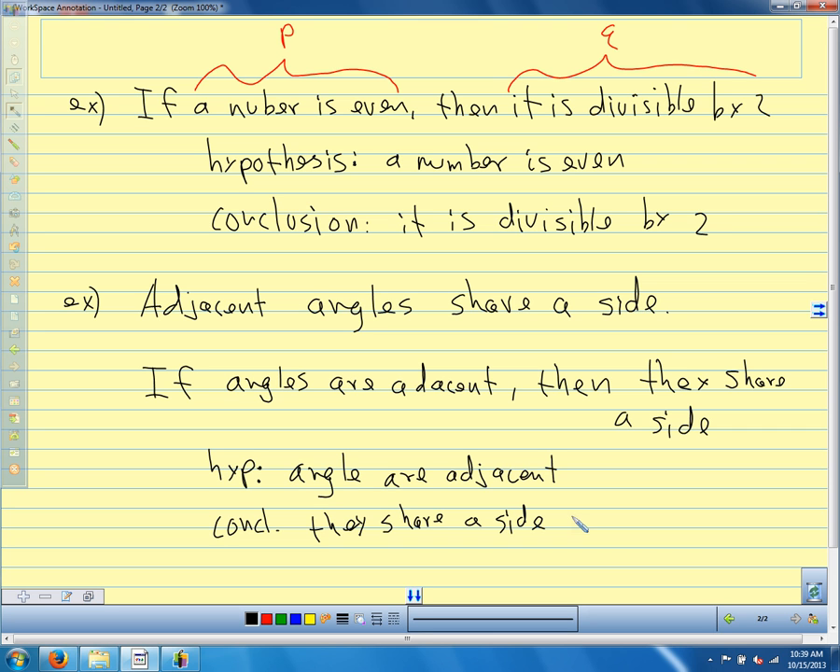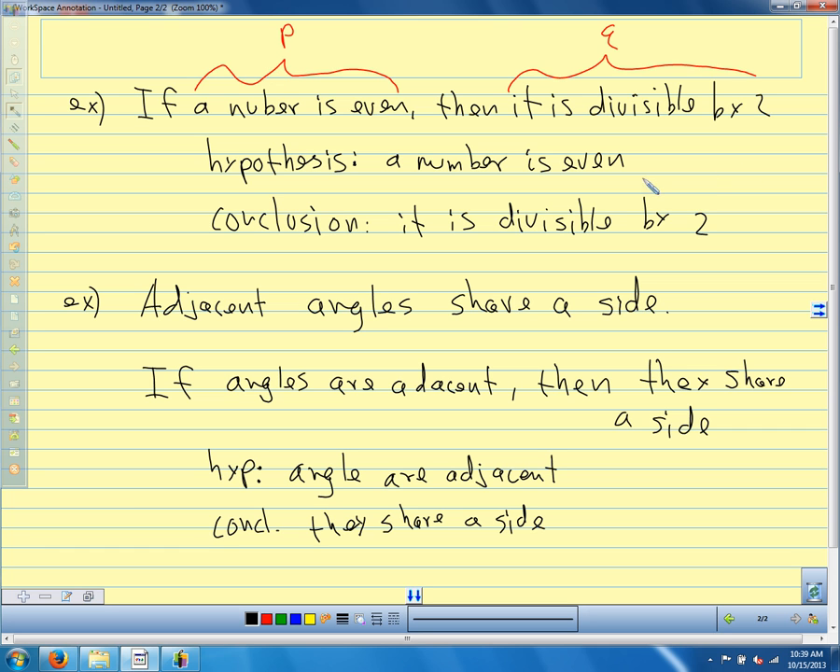So this is how we construct conditionals, and also kind of how we take them apart. So we just turn it into an if-then statement. Conditional means if-then. The part after the if is the hypothesis. The part after the then is the conclusion.